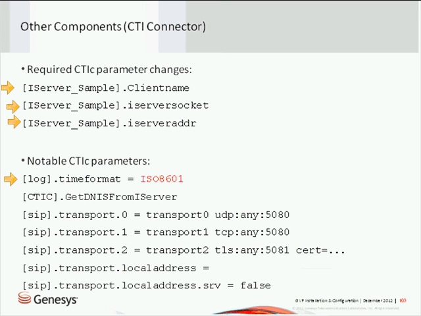Some notable parameters. Again, time format doesn't default to ISO 8601, but if possible, please change this so that we get the actual date and the time. Get DNS from iServer basically decides whether or not the CTI connector needs to get the DNs from the actual IVR server. More often than not, if something doesn't quite work from the get-go, this parameter probably needs to be changed. And again, we have the usual port values and IP values that can be modified from the defaults.